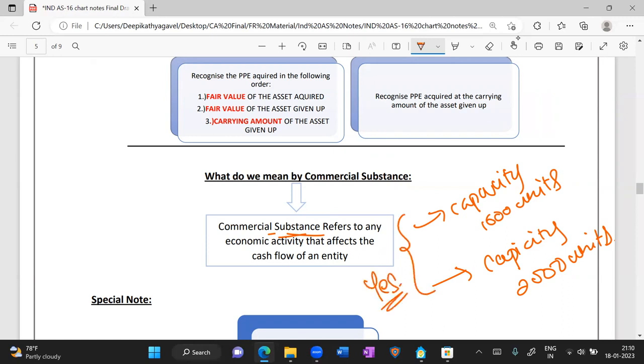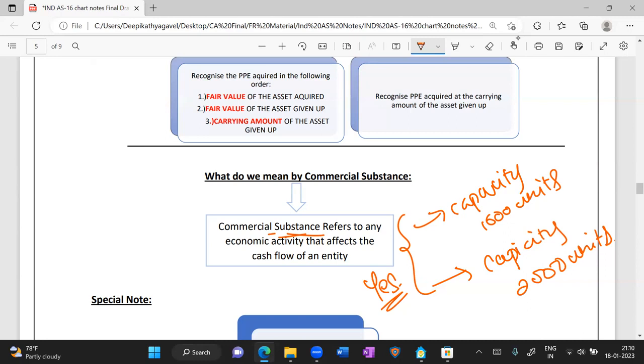How is there a commercial substance? Because earlier I was producing 1,000 units. Now I'll be able to produce how many units? 2,000 units. So how many units surplus? 1,000 units surplus. The 1,000 surplus units will be sold in the market. So there is surplus revenue generation. Is it affecting my cash flow? Obviously, yes. So this transaction has a commercial substance.